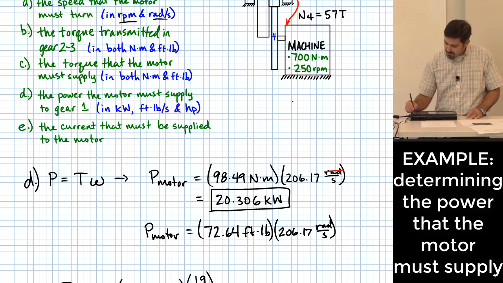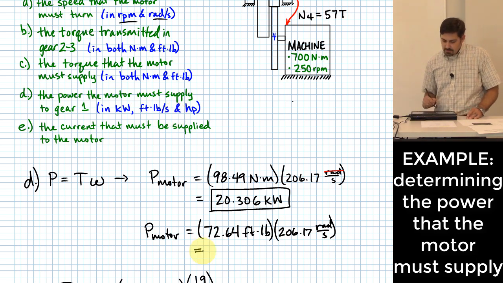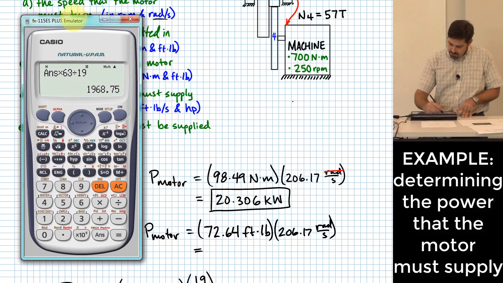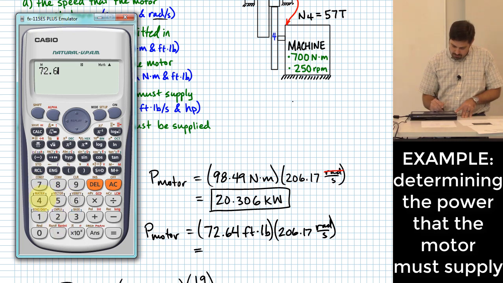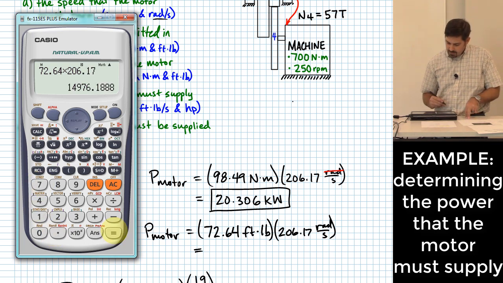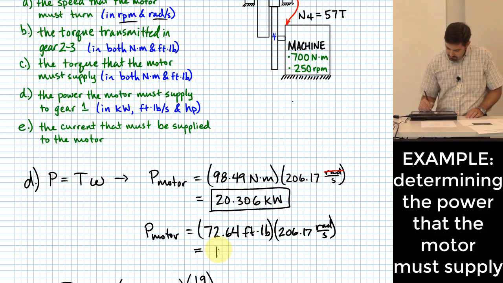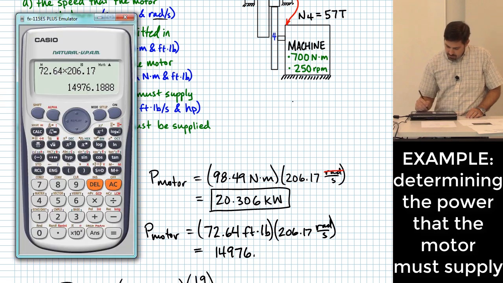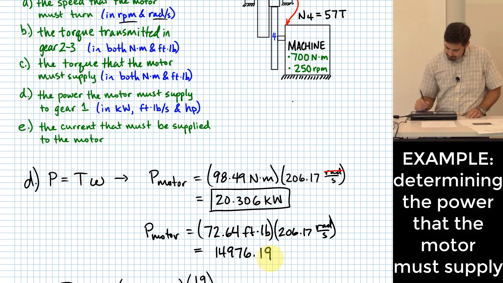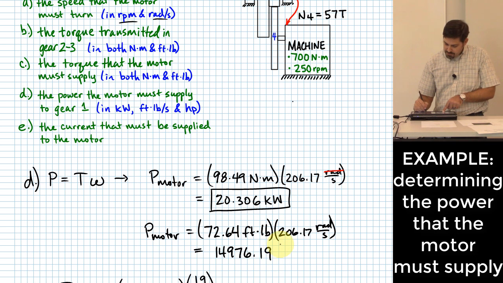So actually, let me go ahead and calculate this. I'll go ahead and tell you what this wound up being. Actually, I don't have that one already done, so we'll have to punch it in. 72.64 times 206.17. Okay, 14,976.8 or 1819 foot-pounds per second.